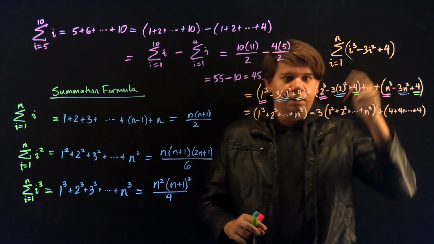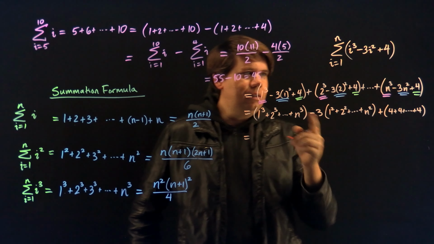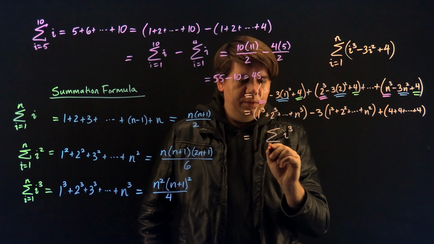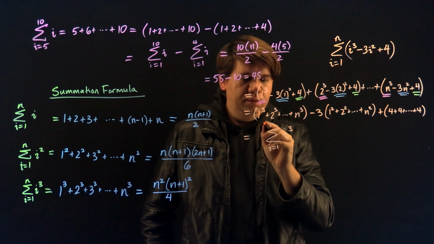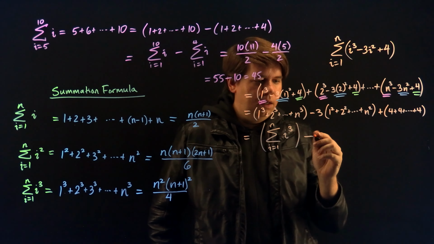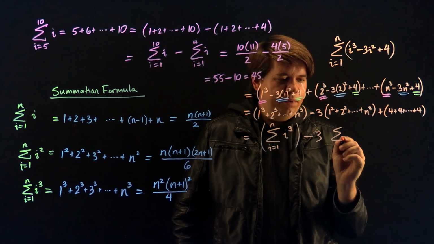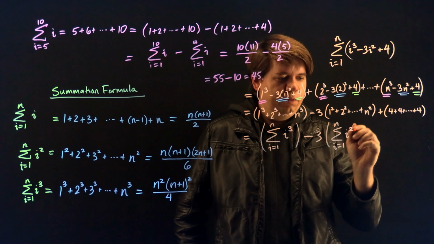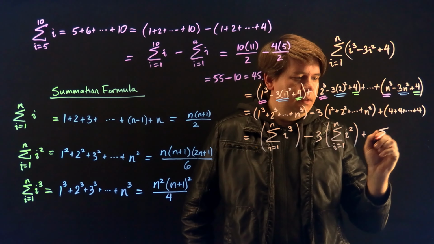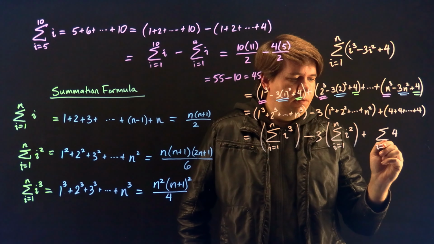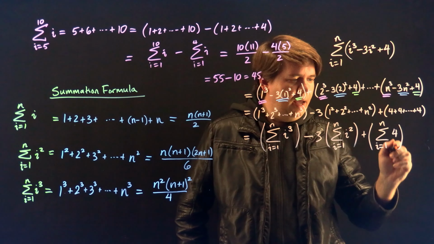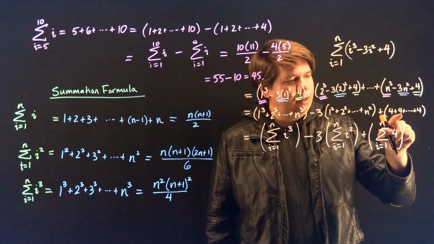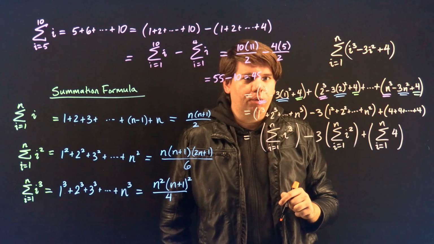If I put this back into my summation notation, this is the same as saying the sum of i cubed, where i goes from 1 to n, minus 3 times the sum of i squared from i equals 1 to n, plus the sum of 4 from i equals 1 to n. I'm just adding up 4 n times. It's the first copy of 4, second copy of 4, up through the nth copy of 4.